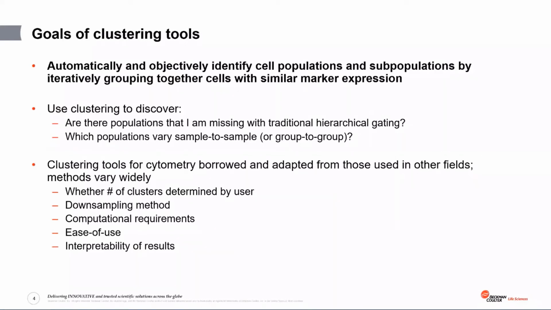Clustering tools used for single-cell data have largely been adapted from other fields, and they vary widely in design and performance. They can vary in whether the user has to input a cluster number, if and how downsampling is performed, how intensive the computational requirements are, how easy it is to access the tool, for instance, if you have to be able to program in the command line, and how interpretable the results are. As FlowSOM has emerged as a clear leader for many applications, we integrated it into the Cytobank platform.